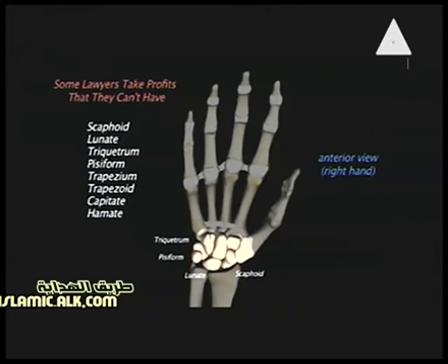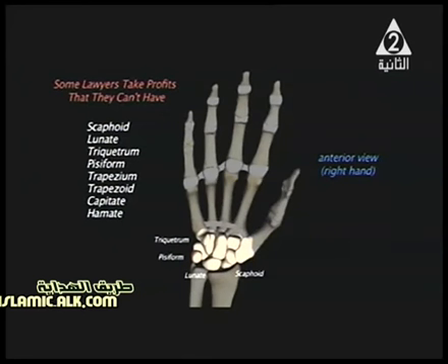Finally, the digits, we have 5 digits. I need you to count with me. Each digit consists of 3 small bones, each one of them called a phalange, except the thumb. The thumb consists of 2 phalanges.